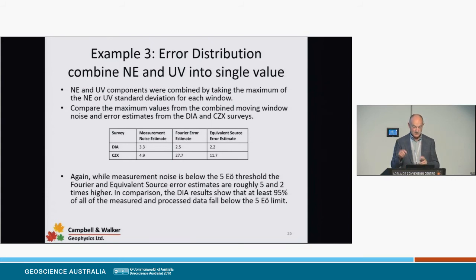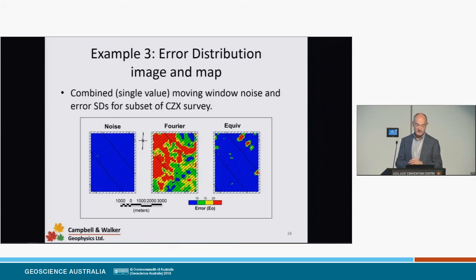Okay, quickly. Sorry if I'm running late. We take the NE and UV components we combined, and took the maximum of each of those 100-point moving windows. Whatever was the highest, we took that one, and that gives us a single value for the survey, and then we can grid that. We did this with the DIA survey as well as the Canada Zinc survey to compare the two. The measurement noise, as you can see, is well below 5 eotvos.